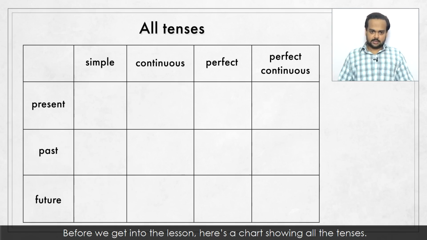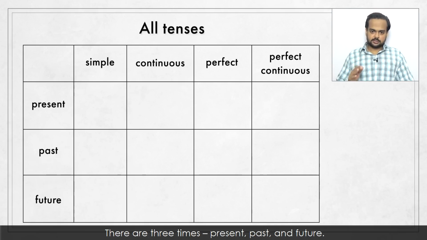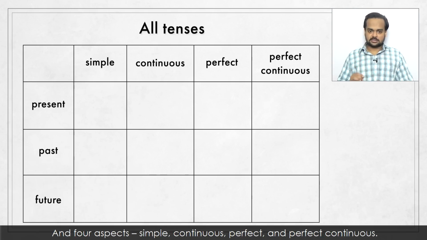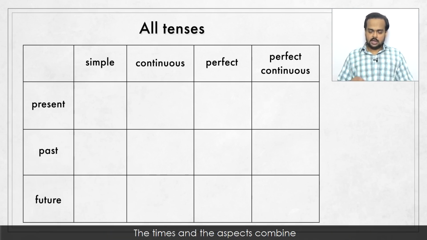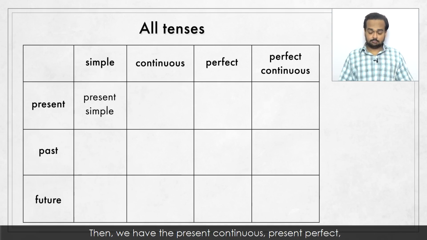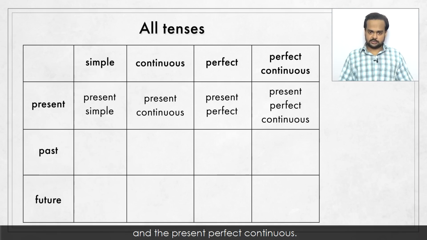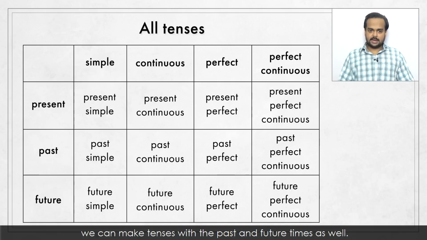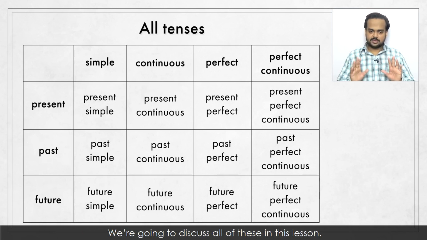Before we get into the lesson, here's a chart showing all of the tenses. There are 3 times: present, past, and future, and 4 aspects: simple, continuous, perfect, and perfect continuous. The times and the aspects combine to make all of the 12 tenses in English. The present time and the simple aspect make the present simple tense. Then we have the present continuous, present perfect, and the present perfect continuous. In the same way, we can make tenses with the past and future times as well. We're going to discuss all of these in this lesson.